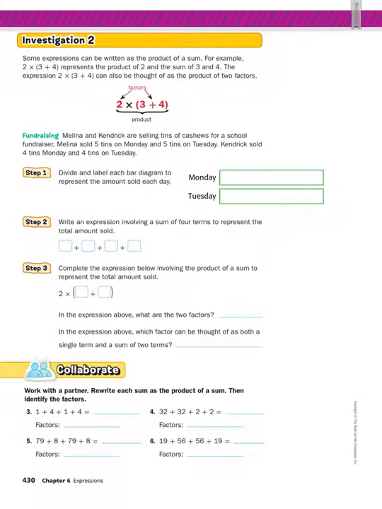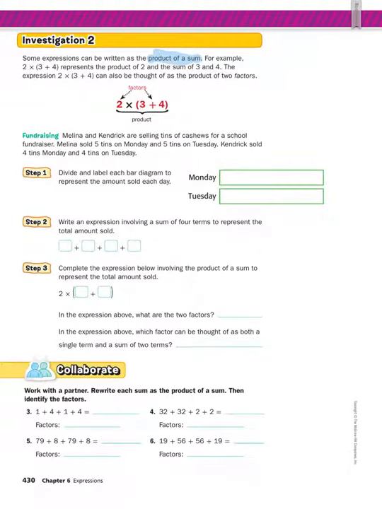So in this one it says, some expressions can be written as the product of a sum. So I'm going to highlight that because that's important. For example, 2 times the sum of 3 plus 4 represents the product of 2 and the sum of 3 plus 4. So the expression 2 times 3 plus 4 can also be thought of as the product of two factors. Totally kind of hurts your head to think about what they just said, right?